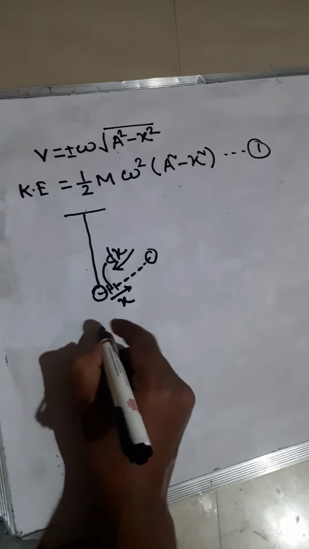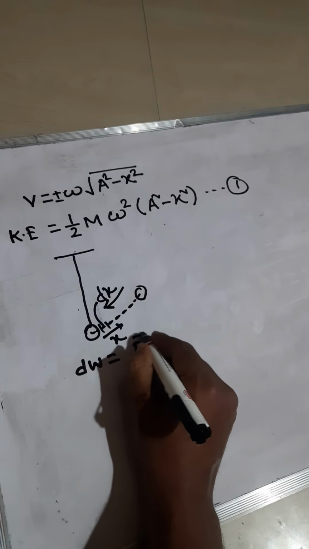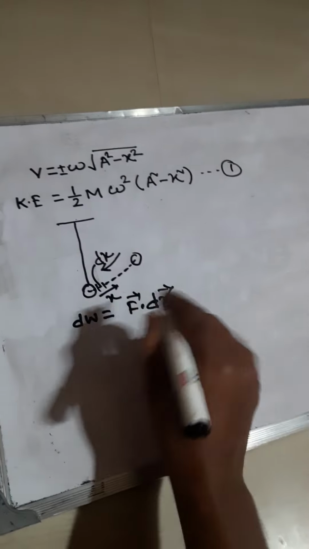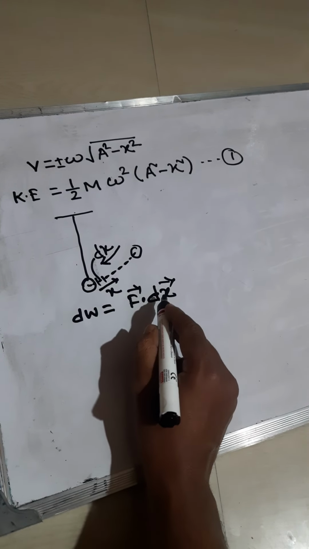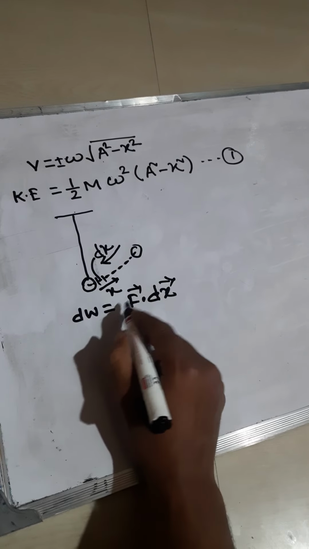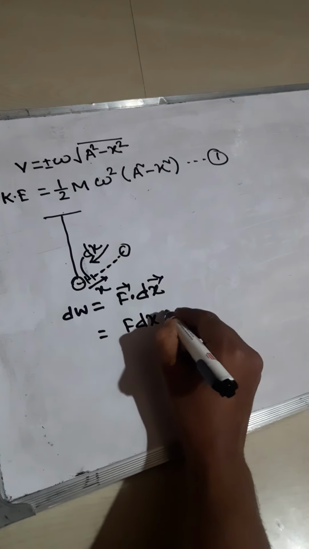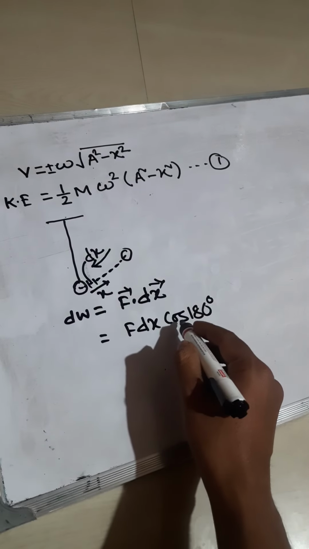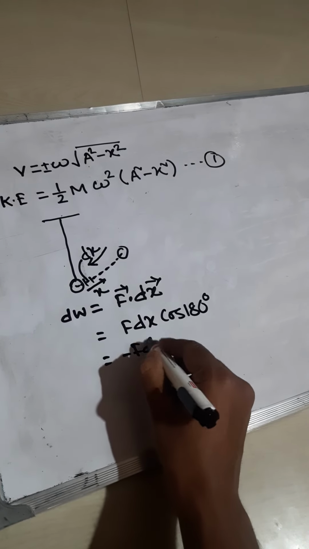Now we divide this displacement into very small segments called dx, and during this dx the necessary work done will be dW equal to F dot dx. Now the angle between F and dx is 180 degrees because they are anti-parallel to each other. So F dx cos 180 degrees. Cos 180 is minus 1, that means minus F dx.